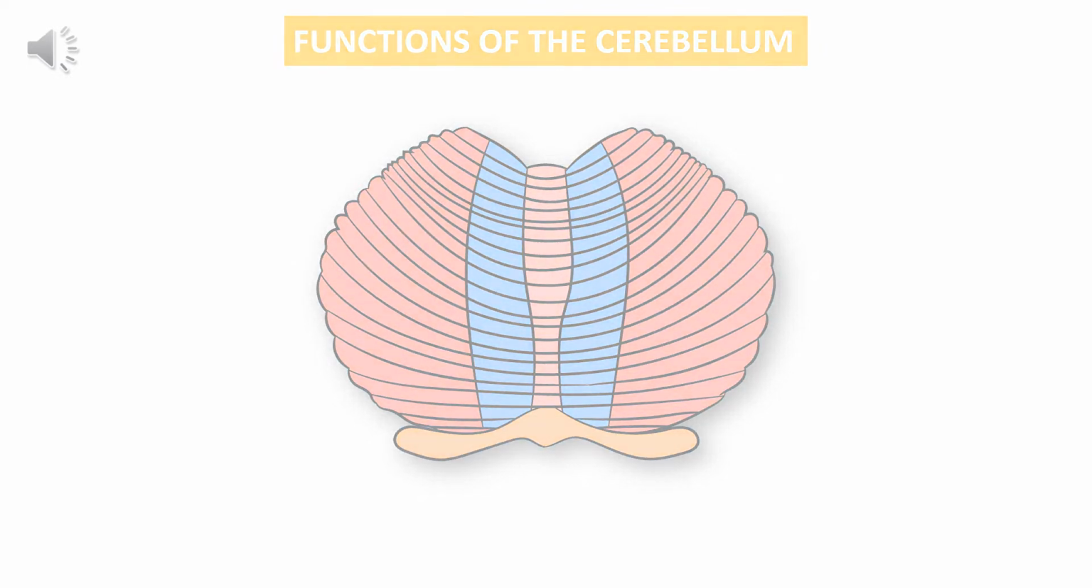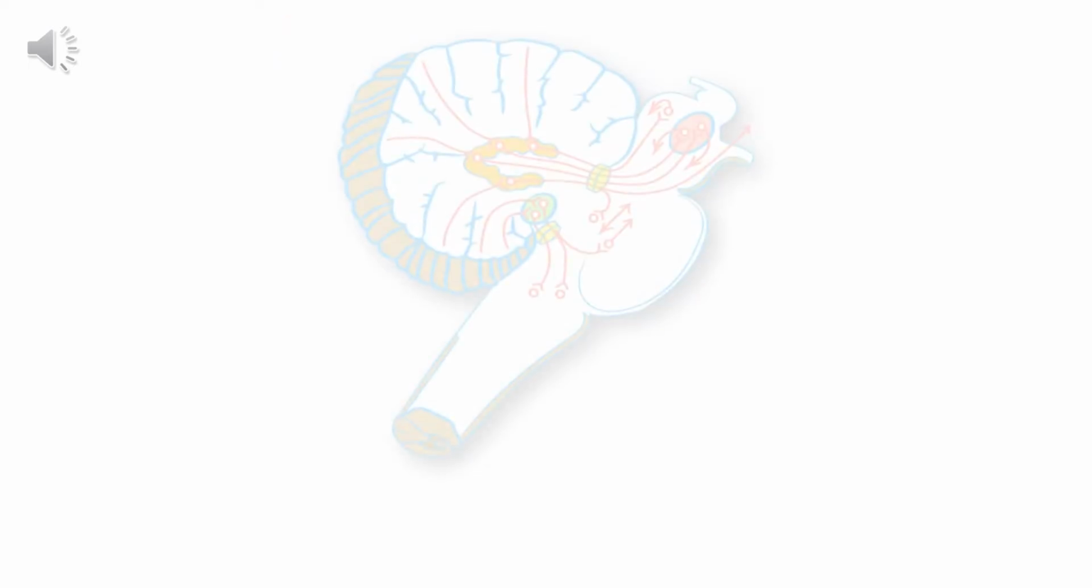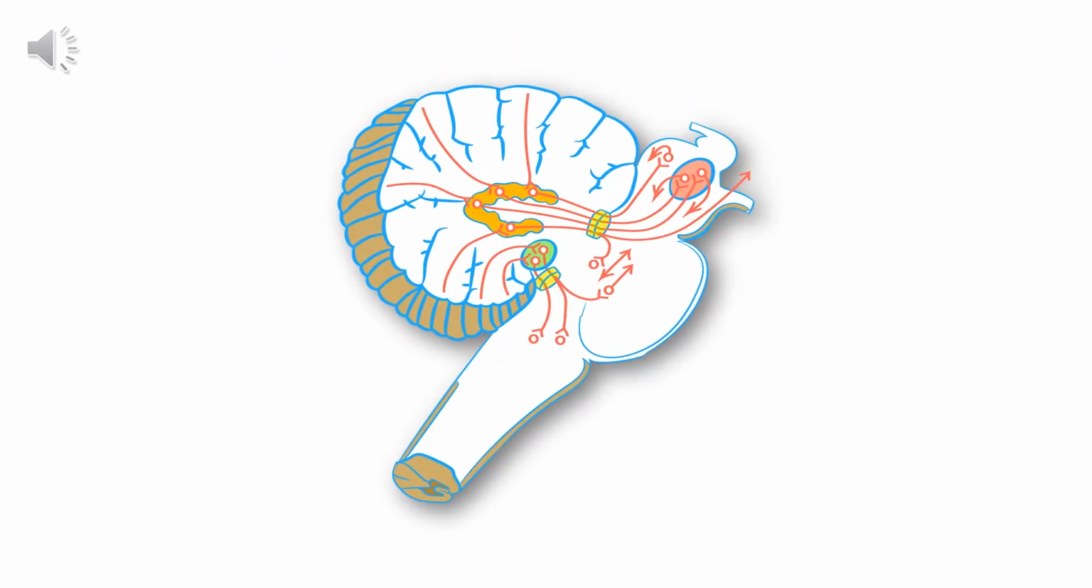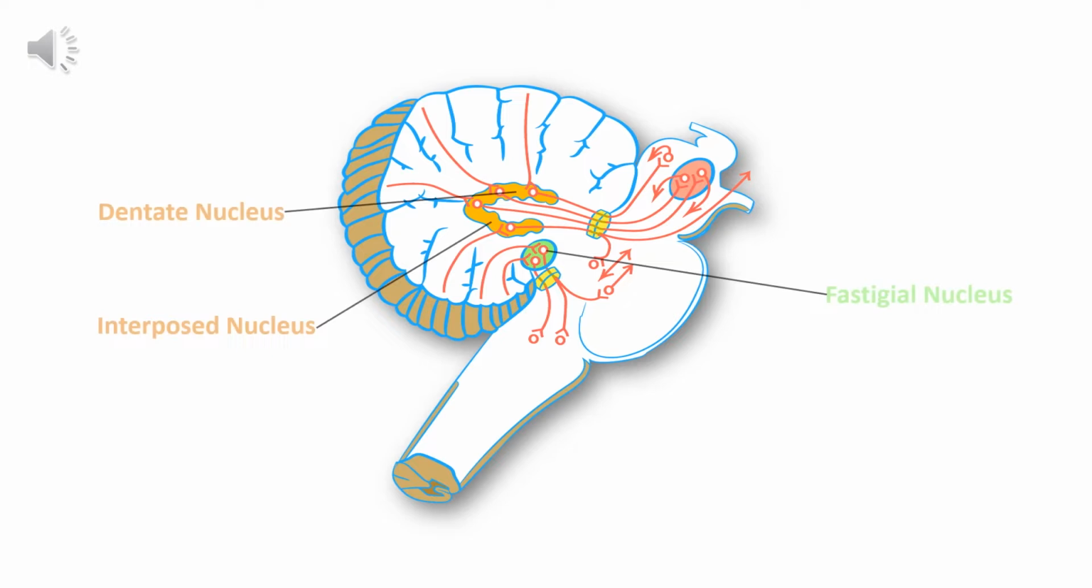First of all, we have to know that there are some deep nuclei or centers that are located deep within the matter or cortex of the cerebellum. And these centers actually act as the functional unit of the cerebellum. For example, we have dentate nucleus, fastigial nucleus, and interposed nucleus.